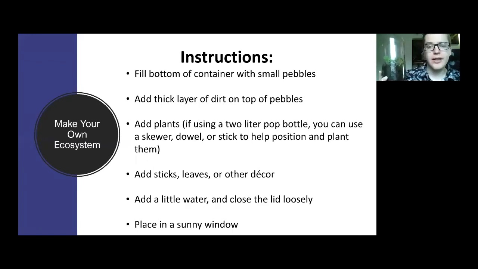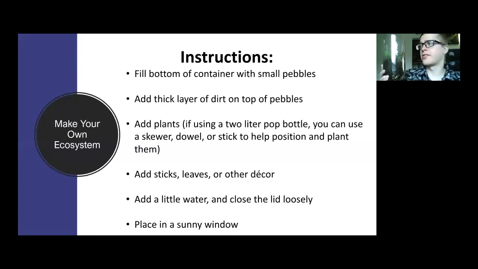After you plant your plants, then you're going to add your sticks or your leaves or other decor. You're going to do that the same way by putting them through the top of the bottle and then moving them around with your chopstick or your dowel and arranging them however you want. And then after you do that, all you have to do is add a little bit of water. My dirt was already pretty moist because I gathered it when it was raining outside, so I didn't have to add very much water to mine. You're just going to want a little layer of water down in the bottom, and then you can add more if you need to, or you can remove some later if you need to as well.